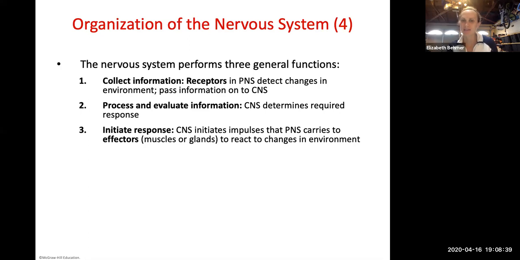The central nervous system will send impulses that the peripheral nervous system carries to all the effectors. And those effectors could be muscles, they could be glands, to react to any sort of changes in the environment that it's sensing.